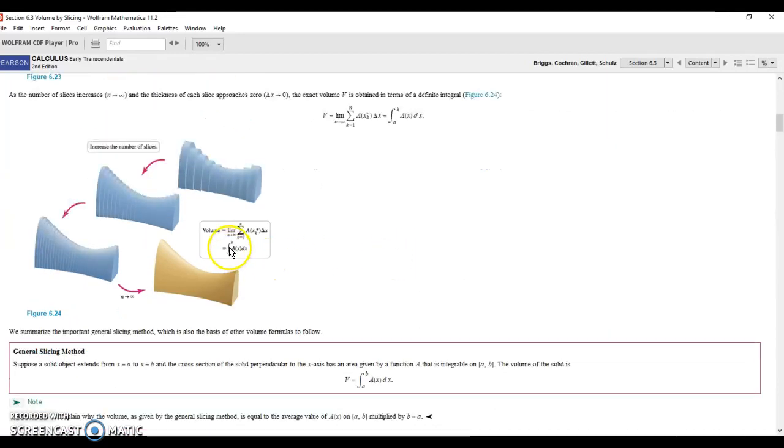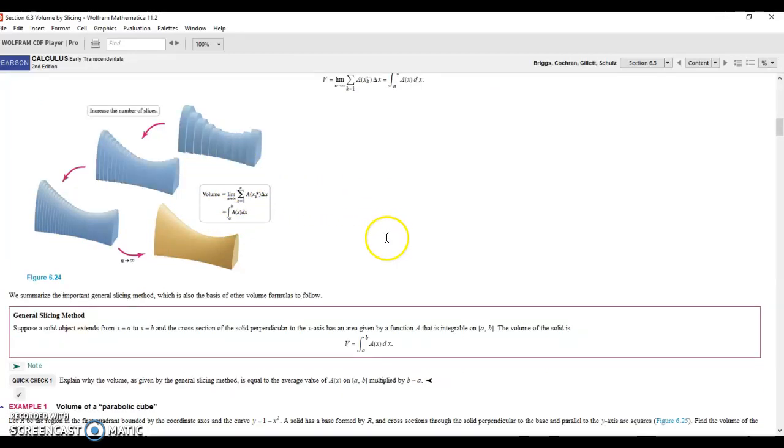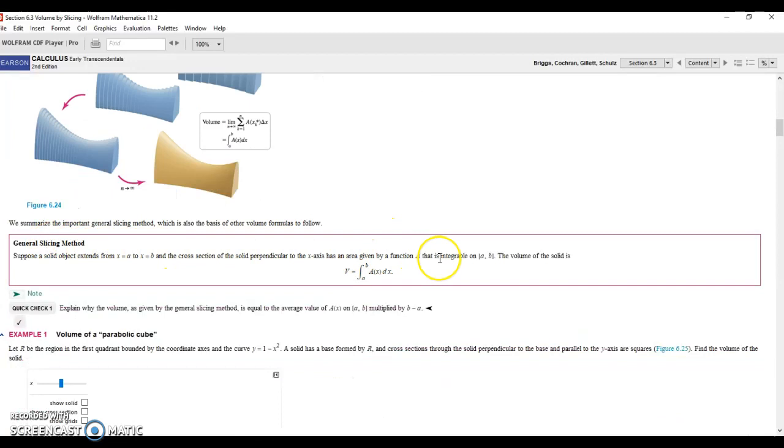And basically what we end up with, you can see right here, is the integral from a to b of capital A(x) dx, where A(x) is the area of one of the little cross sections. So there we are, the general slicing method.